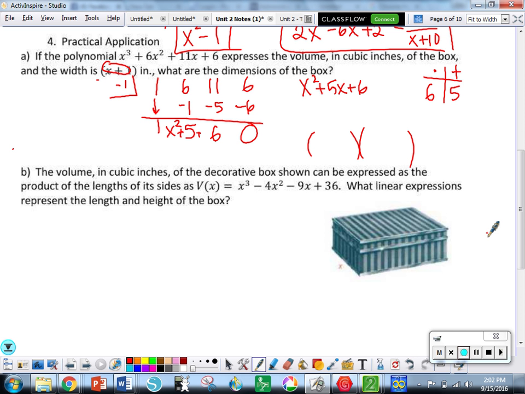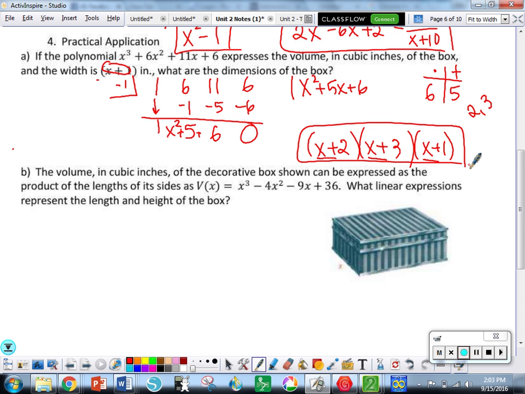Children. Okay, what numbers multiply to 6 and add to 5? 3 and 2. Okay, so x, this is a leading coefficient 1, right? X plus what? 2, x plus 3. Now I don't know which one's length, which one's width, but one of my factors, one of my sides is this. The other side is this. The last side is this. Bam. You got it?